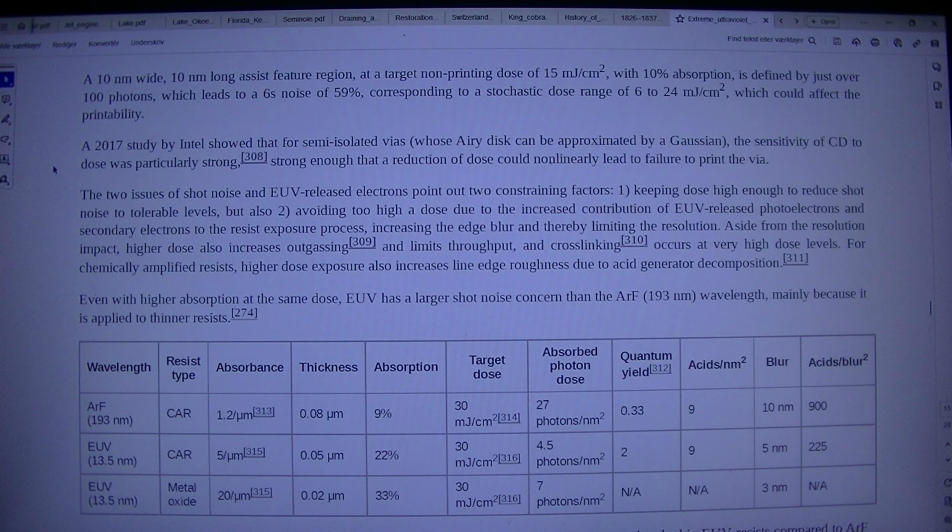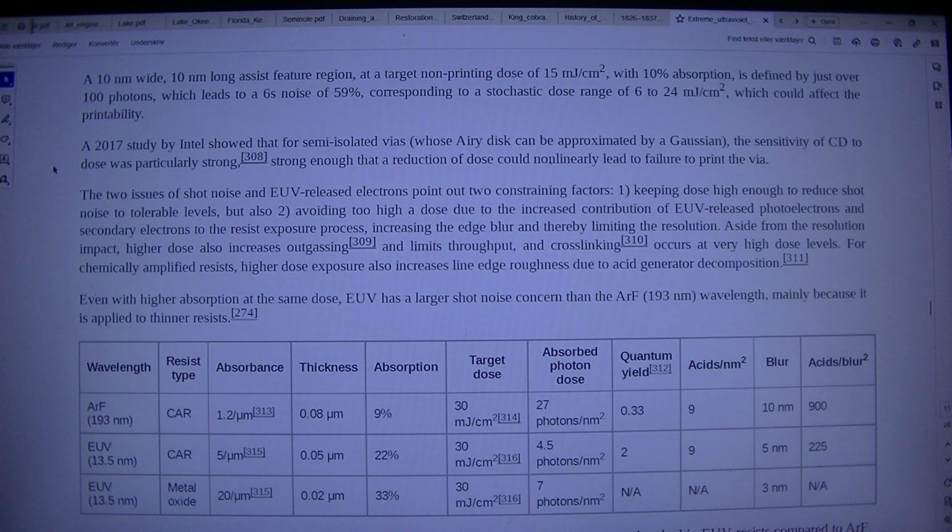The two issues of shot noise and EUV released electrons point out two constraining factors. 1. Keeping dose high enough to reduce shot noise to tolerable levels, but also 2. Avoiding too high a dose due to the increased contribution of EUV released photoelectrons and secondary electrons to the resist exposure process, increasing the edge blur and thereby limiting the resolution.